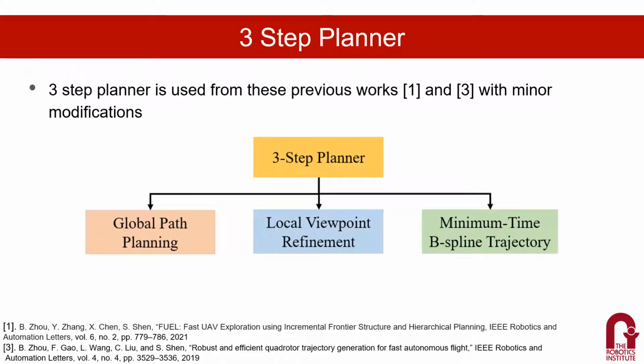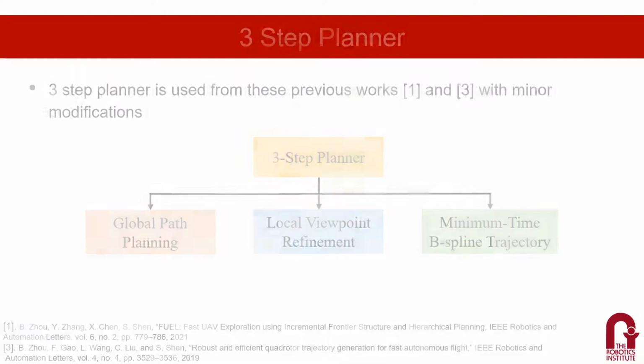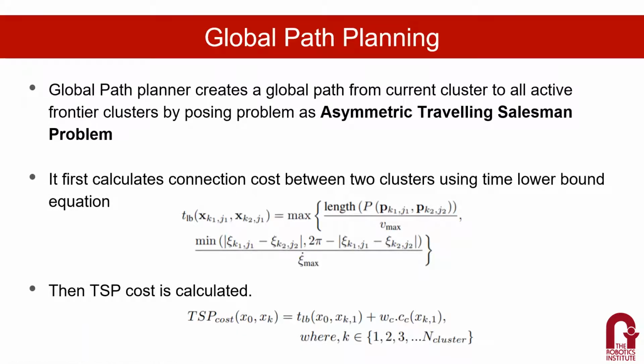The three-step planner is taken from the FUEL algorithm. The three steps include global path planning, local viewpoint refinement, and minimum time B-spline trajectory generation. A global path planner creates a global path from the current cluster to all active frontier clusters by posing the problem as an asymmetric traveling salesman problem. First, it calculates the connection cost between the two clusters using the time lower bound equation, and then it calculates the ATSP using the equation shown below.